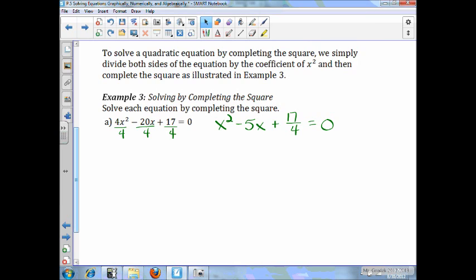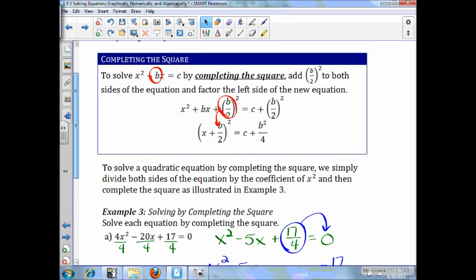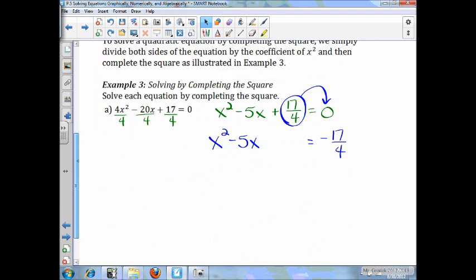Now the method that we need to use here, we need to take 17 over 4, move it to the other side. So x squared minus 5x, I'm going to leave a space, equals negative 17 over 4. Now up above, it said take half the number in front of x. Well, half of 5, I know you want to say 2.5, well half of 5, we're going to leave it as 5 halves squared. Then we're going to add 5 halves squared to the other side.